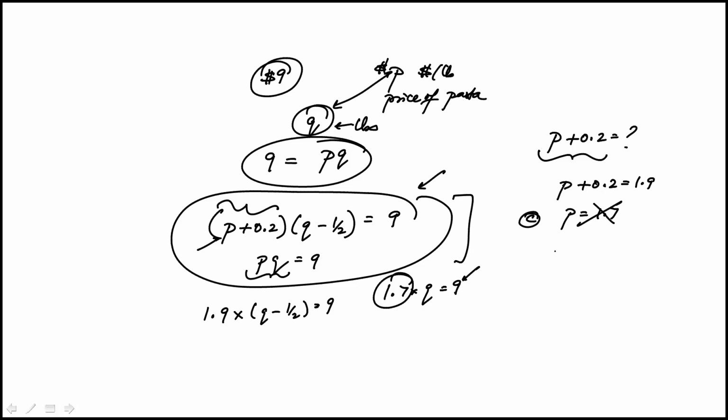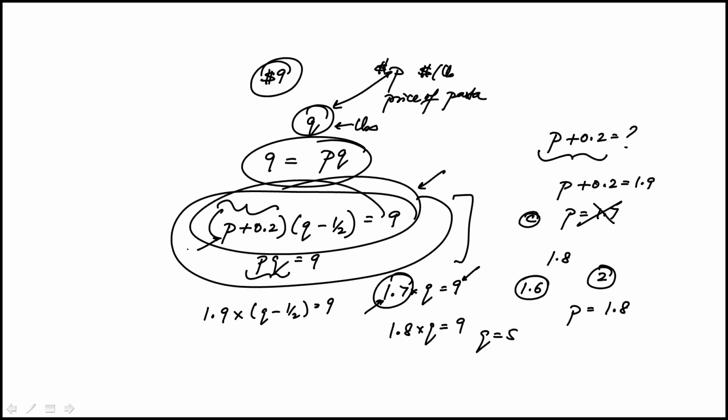If I do 1.8, then P will be 1.6. And again, okay, it's a little bit better. But I'm going to first start with the easiest one. So let me see if I do 2. In this case, P would be 1.8. So now we're getting some whole numbers. Q is 5. And then I have to check, do I satisfy this other equation?